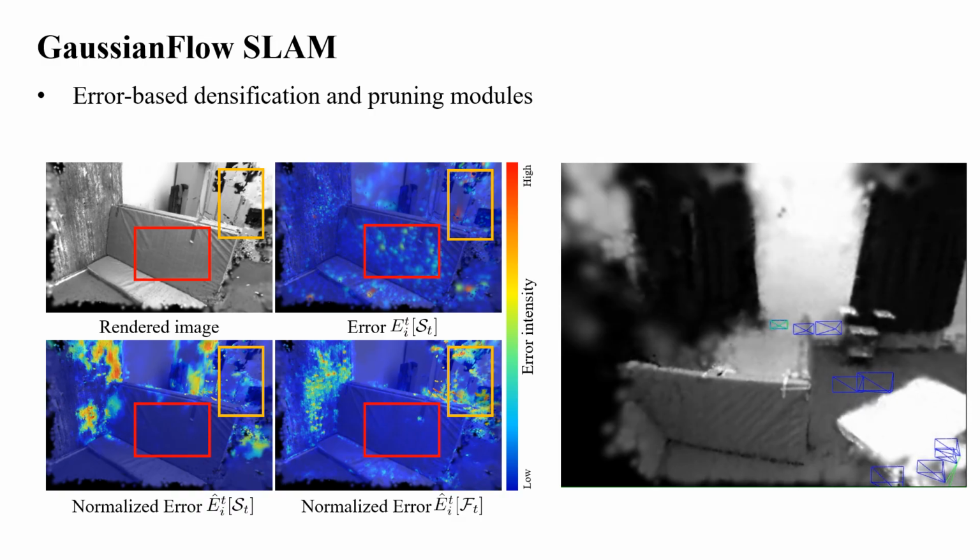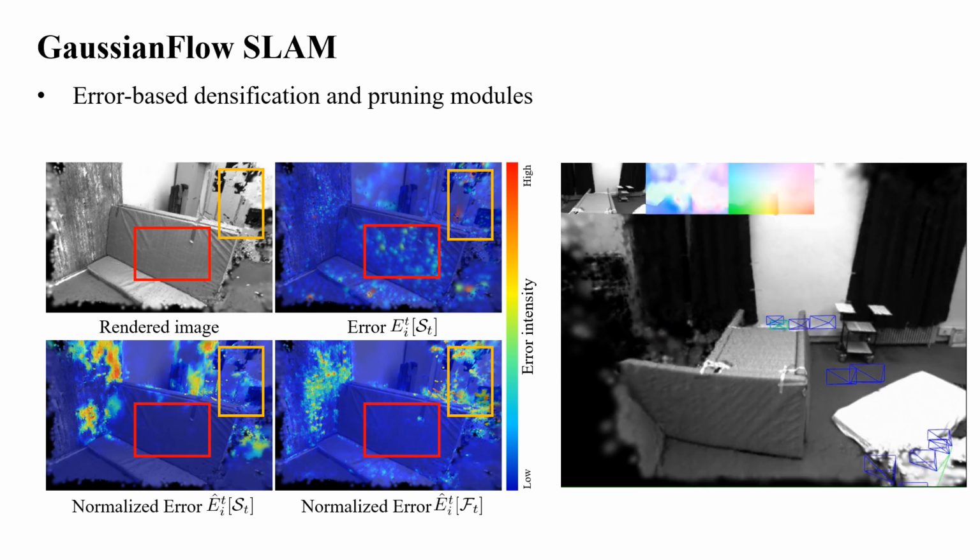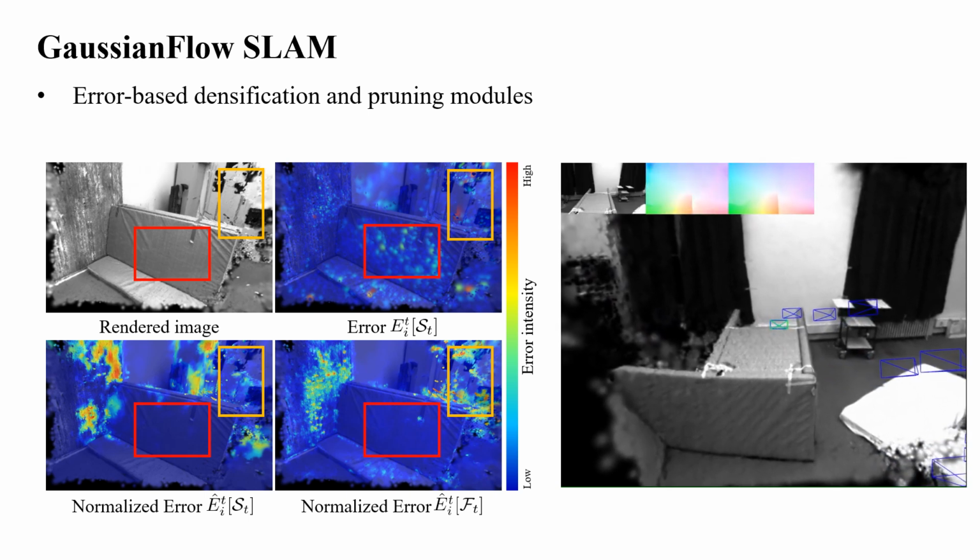Meanwhile, during mapping, the error-based densification and pruning modules are performed. The proposed normalized error takes each Gaussian's coverage into account, allowing the system to appropriately select Gaussians for splitting or pruning. These modules help correct the geometry, leading to a more stable Gaussian flow.